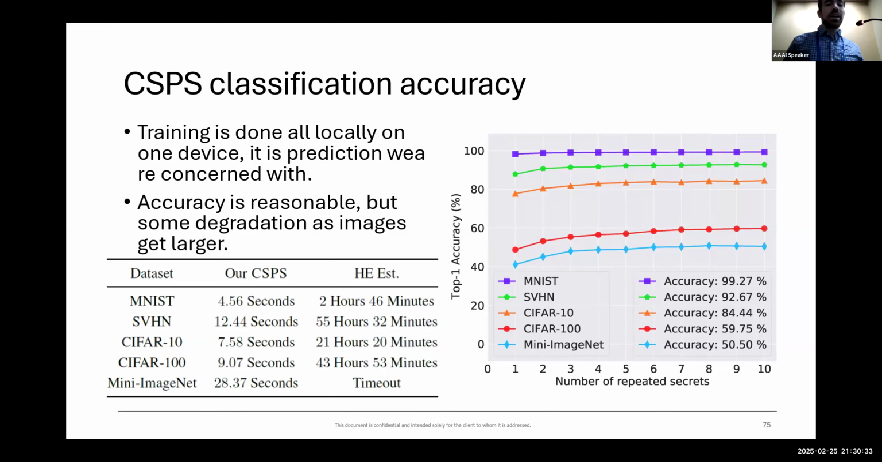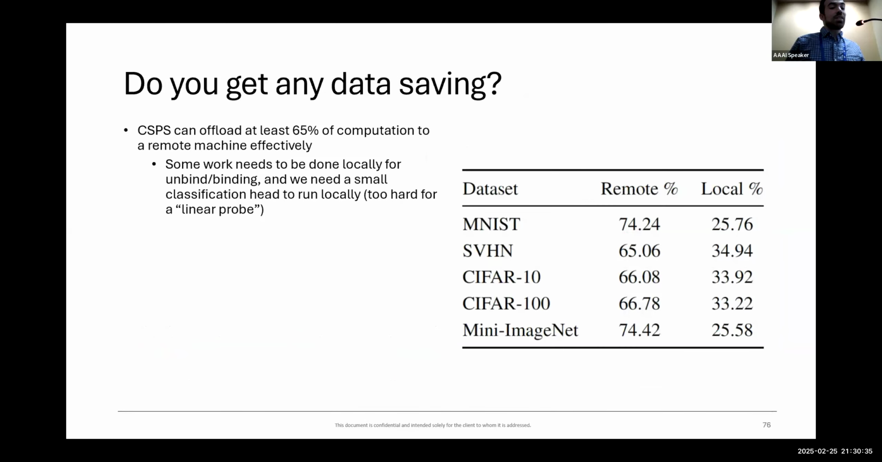So it's accurate, yay. Do you actually get any data savings or compute savings? Yes. 2/3 to 3/4 of the compute is done by the remote third-party platform, which is good. That's the goal.